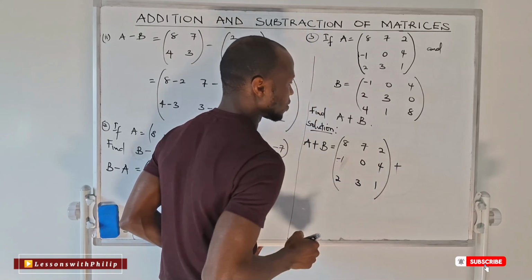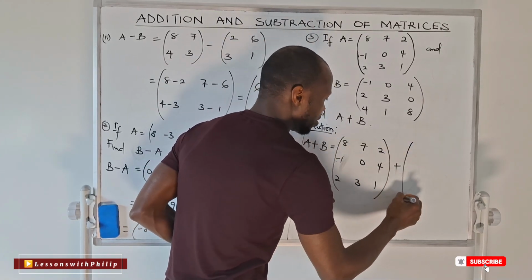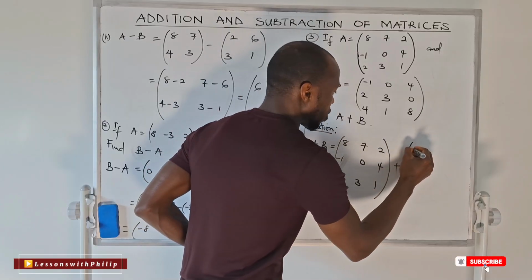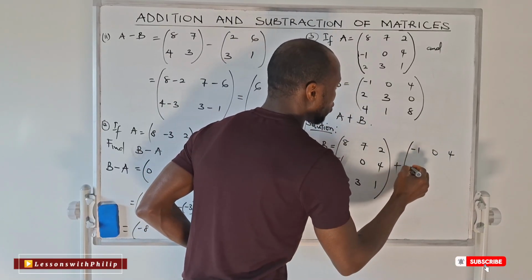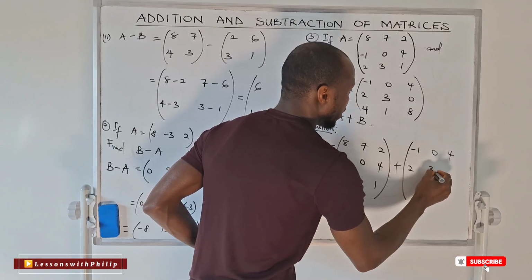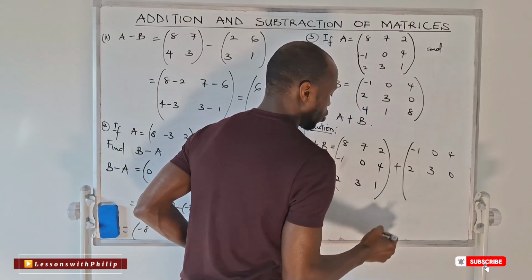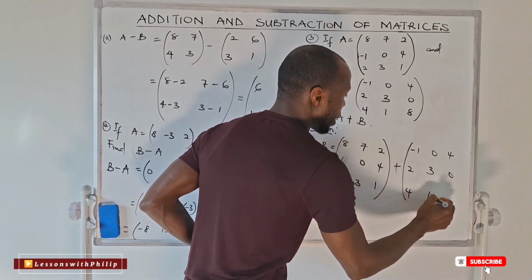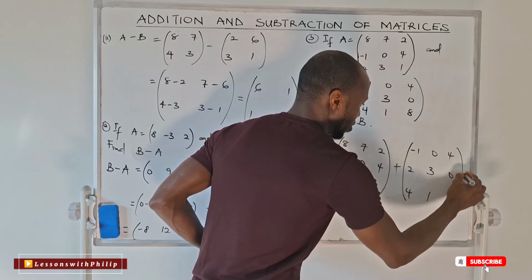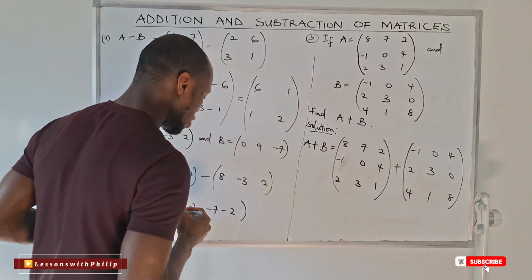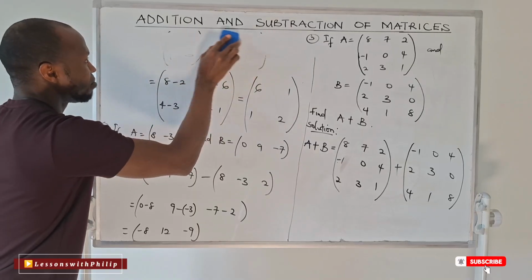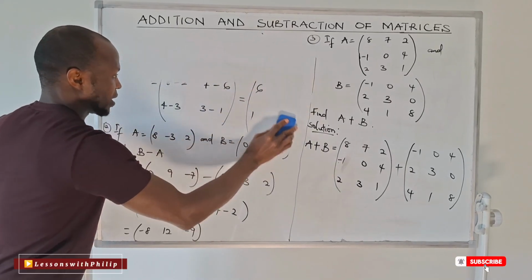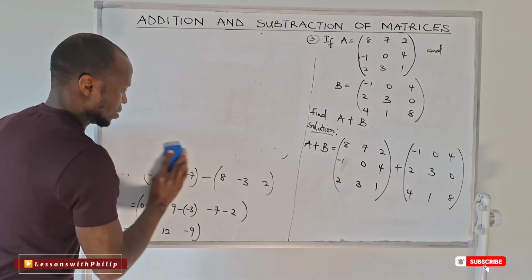Then plus, what is my matrix B? My matrix B is minus 1, minus 1, 0, and 4 for the first row. Second row, we have 2, 3, and 0. The third row, we have 4, 1, and 8. If you want to add these two together, what will you do? Same method that we'll be using.